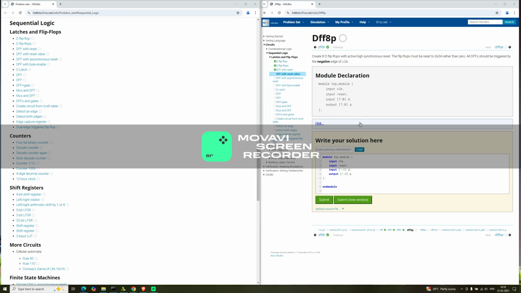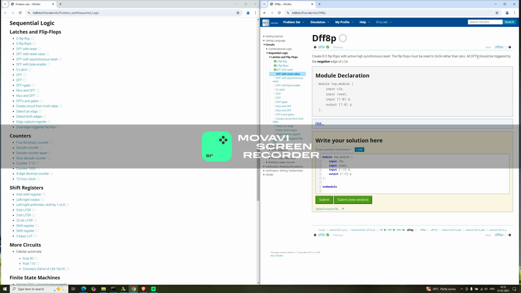Hello again. So this is another example of a D flip-flop. In addition to the previous example, it has an active high synchronous reset. Along with that, it has a reset value mentioned. Earlier it was not mentioned, now it is mentioned as 34. The flip-flop must reset to value 34 then 0.